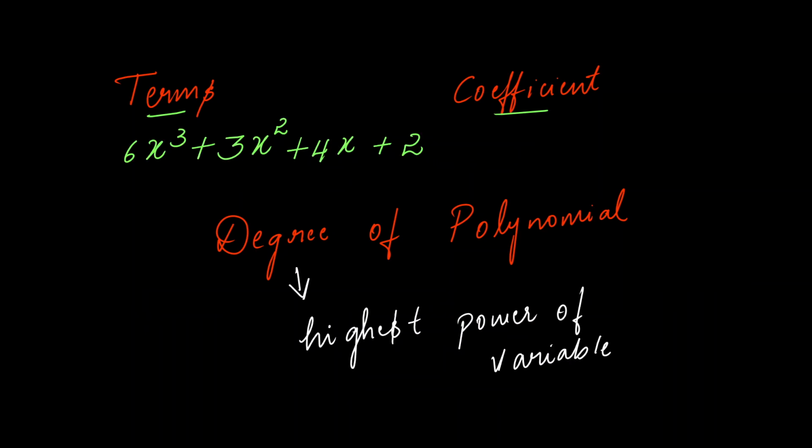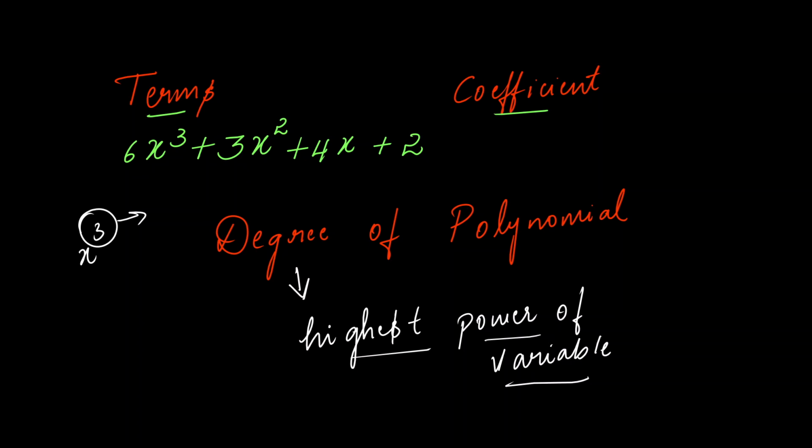The next topic is degree of polynomial. So what is this degree? Degree is the highest power of variable. So in this example, 6x cube plus 3x square plus 4x plus 2, here the highest degree is 3. In x cube, the highest degree is 3. So the degree of polynomial in this expression is 3.